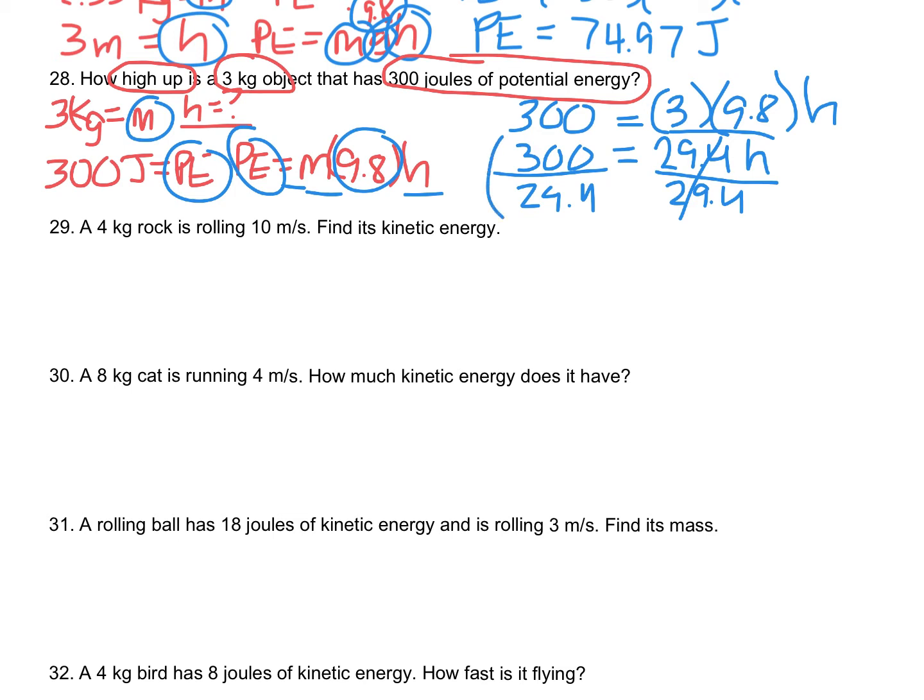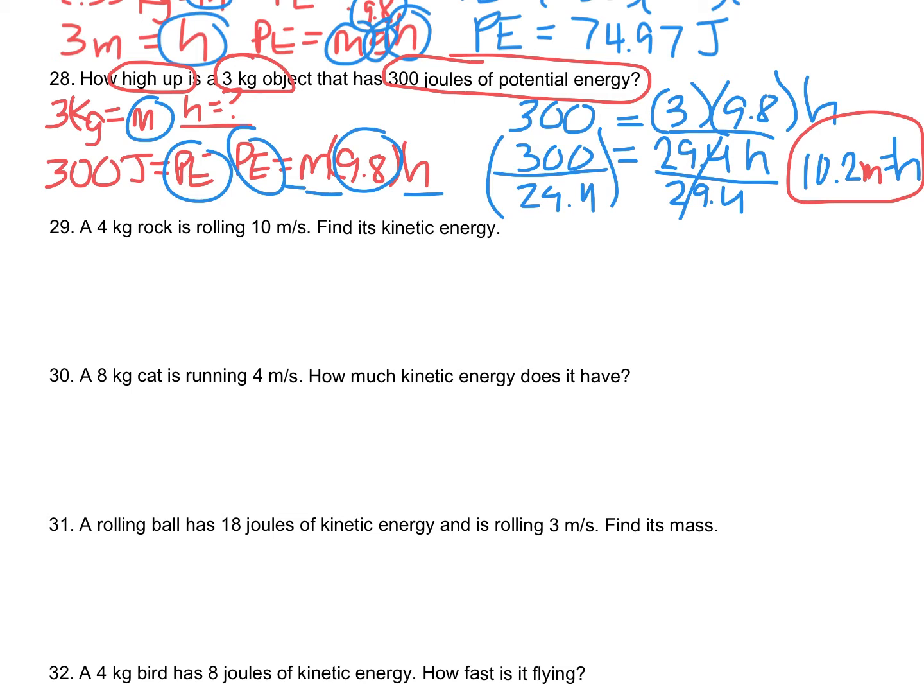Now that we do that, let's take 300 divided by 29.4 in our calculator. And when we do that, we end up getting about 10.2. Now this is for height, right? So let's think about what the unit is for height. Well, it's just the distance of how high up you are, so that's going to be in meters. So our answer ends up being 10.2 meters is our height.